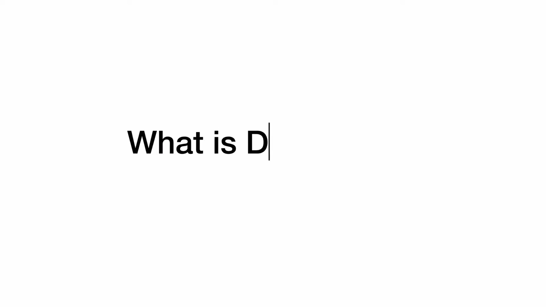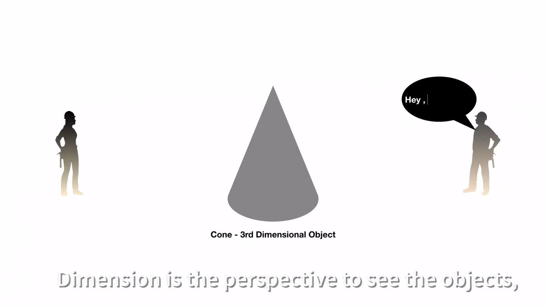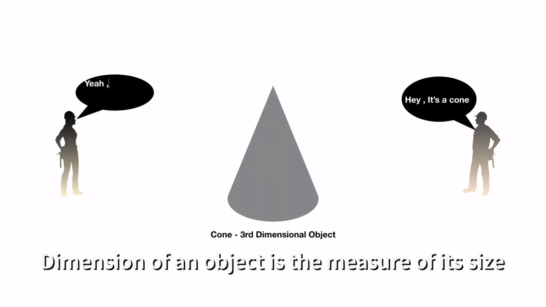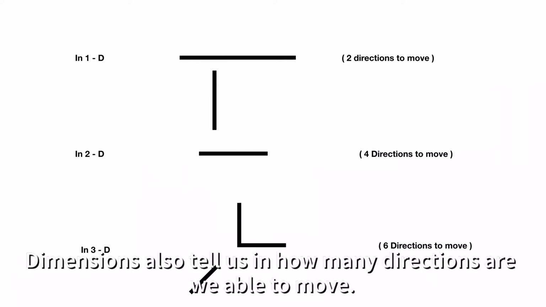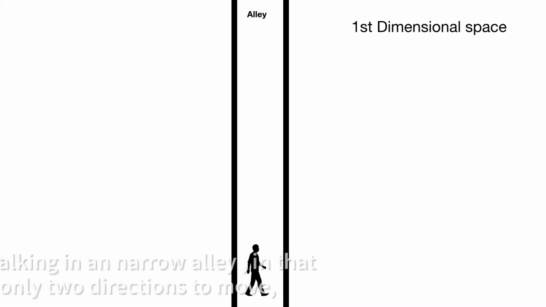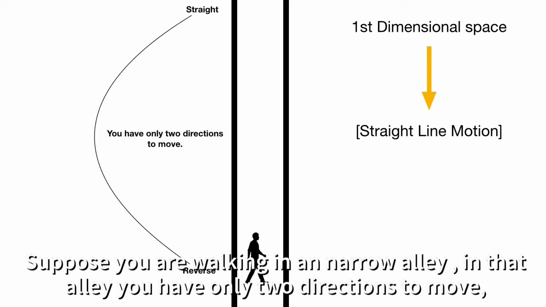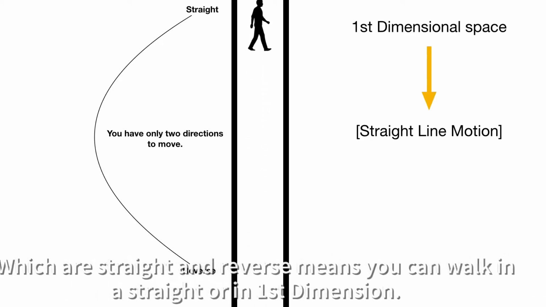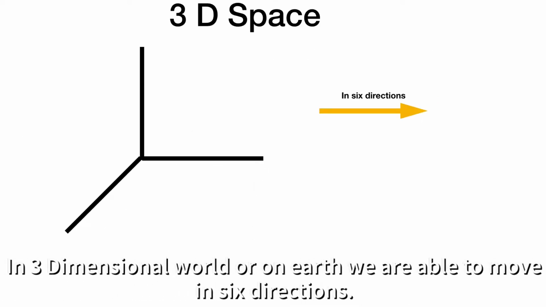Let's first talk about what is dimension. The dimension is the perspective to see the object, or dimension of an object is the measure of its size. Dimensions also tell us in how many directions we are able to move. For example, you are walking in a narrow alley. In that alley you have only 2 directions to move, which are straight and reverse. Means you can walk only in straight.